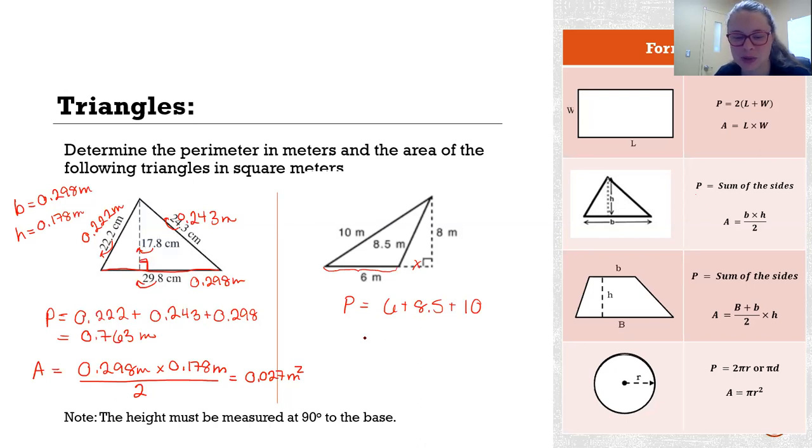So putting all of those pieces together, we get 24.5 meters as our perimeter. Now we want to figure out the area. So our area, again, is base times height divided by 2. So we've got a base of 6 times a height of 8 divided by 2, and our 6 and 8 were in meters, so we're going to have 24 meters squared.